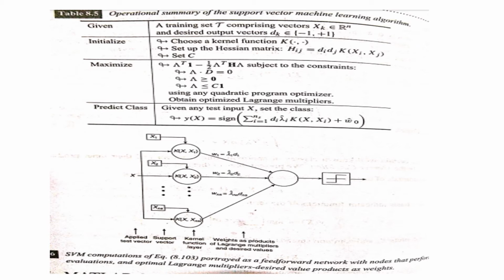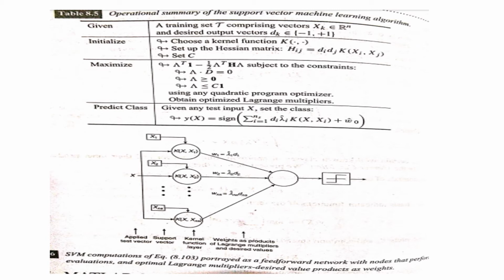Here, since we are considering the feature space, it is already mapped to the kernel. So using the kernel, it is already mapped. So Hij will be equal to di dj k of xi comma xj, and set C, where C is the controlling parameter specified by the user, and the algorithm will be bounded by the C value.